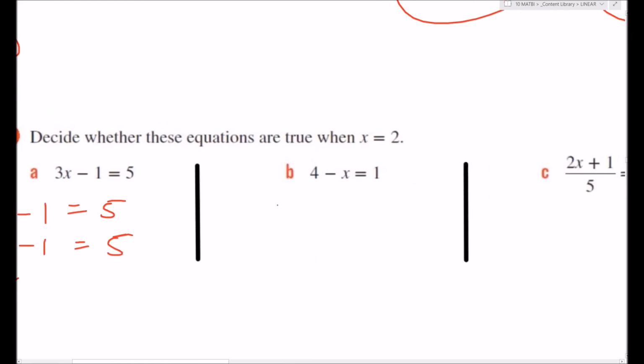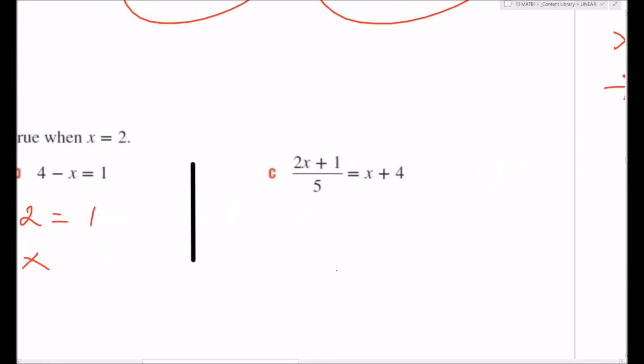Okay, let's try this one. 4 take away x, which is 2, equals 1, and that's not correct because 4 minus 2 equals 2. That's wrong. Okay, this one here, 2x plus 1 over 5 equals x plus 4.